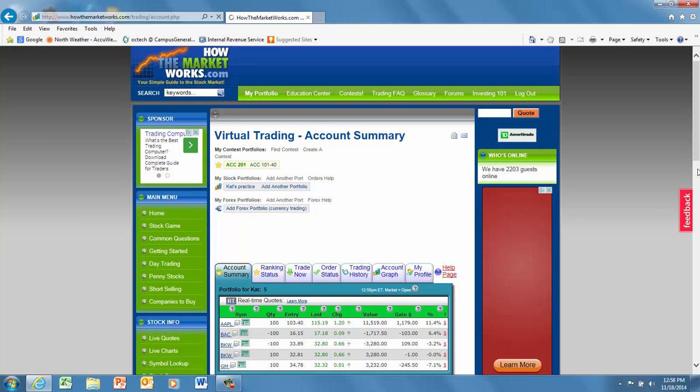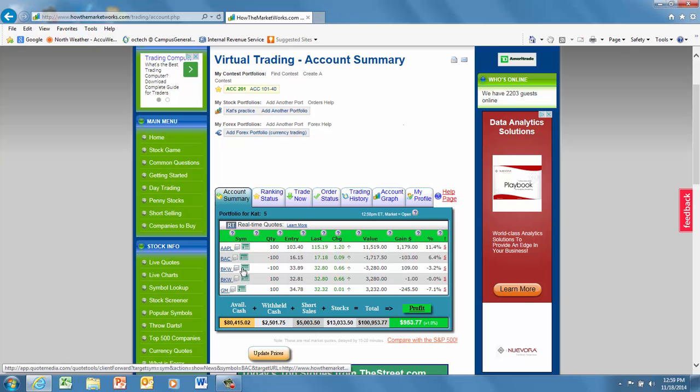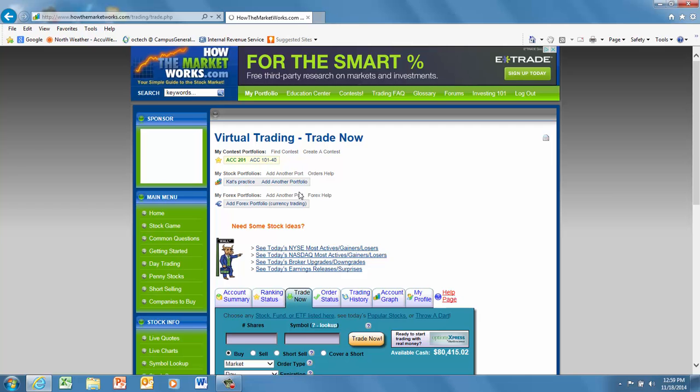Okay, now it has taken me to where this game is in play, and it shows my account summary, and these are some of the things that I have bought and sold during the time of this game. Now I want to make a trade right now. I'm going to click on Trade Now.